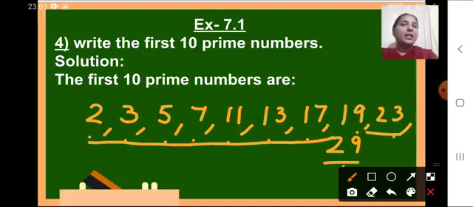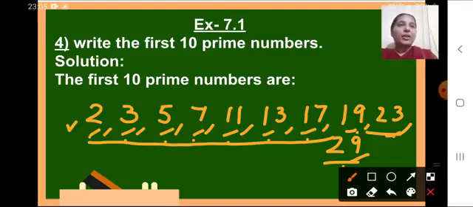We started with the smallest prime number, which is 2. Then we kept counting till we got the first 10 prime numbers. So if you see, 2, 3, 5, 7, 11, 13, 17, 19, 23 and 29. These are the prime numbers which have only two factors, that is 1 and the number itself. They are not completely divisible by any other number except 1 and itself. So these are the first 10 prime numbers.